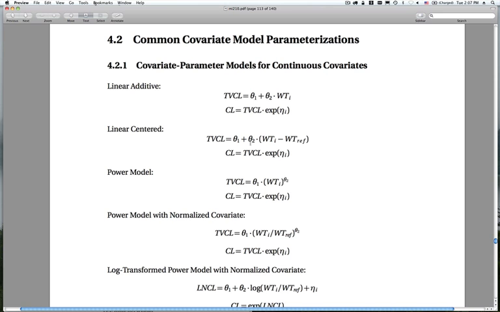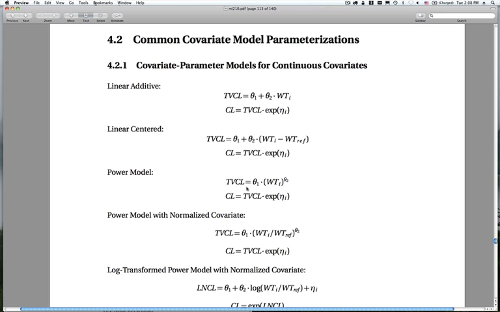It still is a linear shape, and of course if you had a large negative slope theta2 here, you could potentially shift this relationship such that the typical value of clearance would go negative, and we know that's not physiologically possible. The same holds true for the linear additive. So there are other ways to parameterize models.